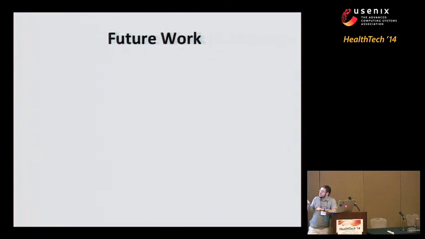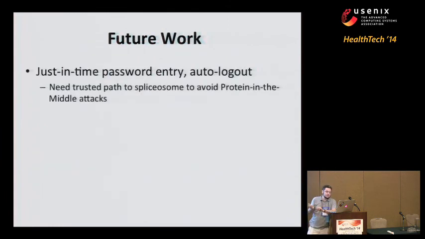There is, of course, some future work. There are non-trivial considerations here. We do not have permissions to do human trials for this, by the way. So that's later. But we need some kind of way to do just-in-time password entry, or just some kind of credentialing, and including auto logout, because right now they're just totally unsolved. And we need a trusted path from whatever credential entry mechanism we have to the spliceosome here to avoid the dreaded protein in the middle attack.